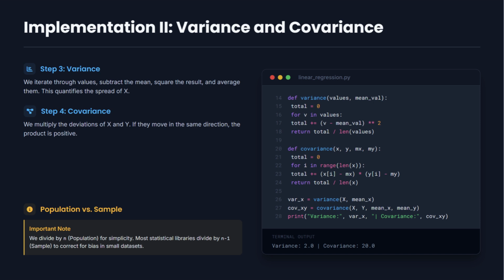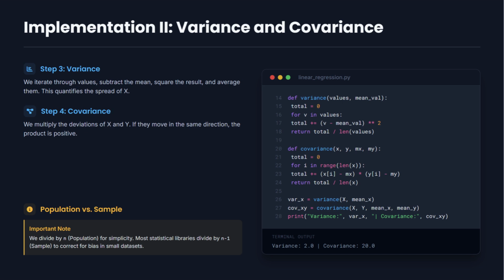Continuing the code. Step 3. Variance function. def variance(values, mean_val): total equals 0, for v in values: total plus equals (v minus mean_val) asterisk asterisk 2. Return total divided by len(values).